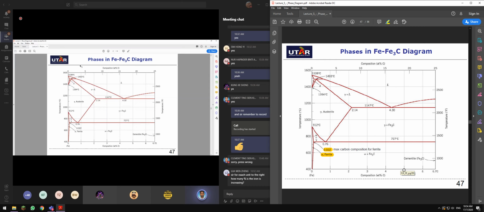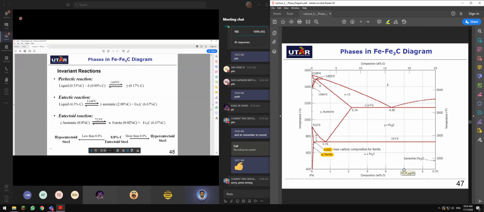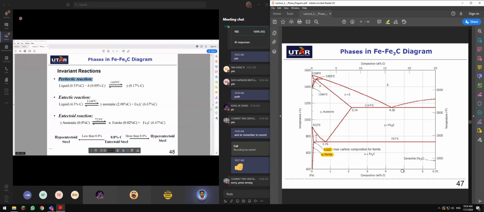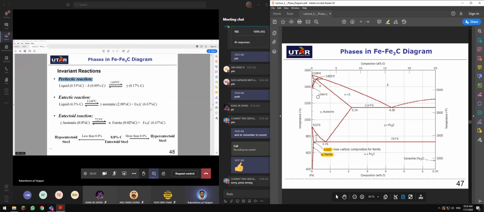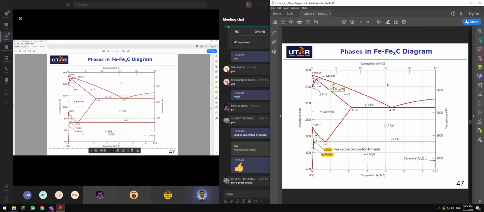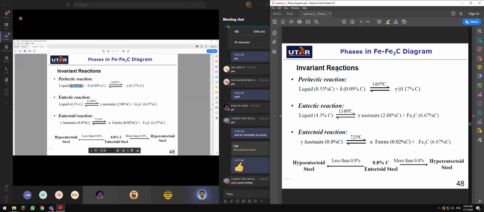By just looking at this iron carbon phase diagram, there are a few points that I can point out. The first one is the peritectic reaction. A peritectic reaction is a reaction where a solid phase and a liquid phase together form a second solid phase. It is happening in the delta region, which is ferrite BCC over here, at 0.53 carbon content.